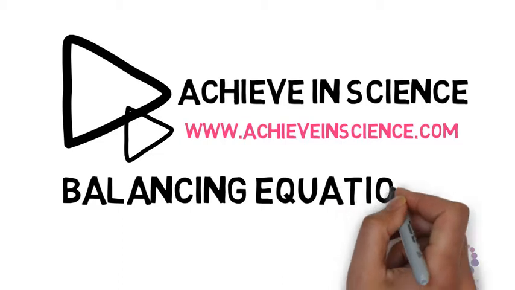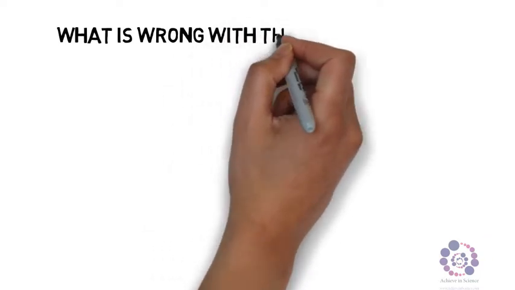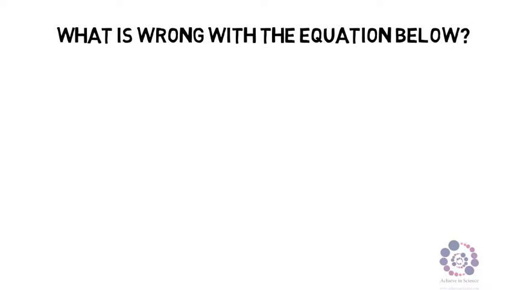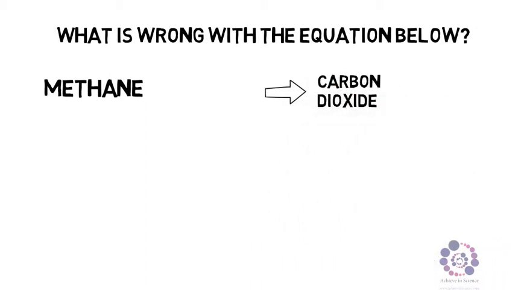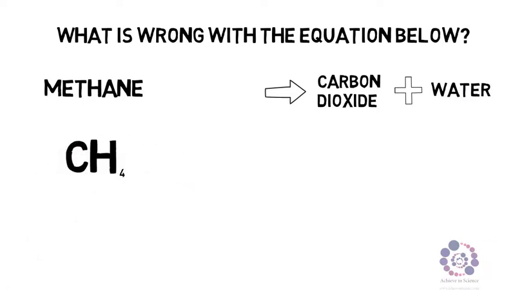Let us begin then by first of all looking at what's wrong with an equation. So if we take an example for instance, where we have methane, which is a gas, which can be used to produce carbon dioxide and water. Now from the word equation alone it is very difficult to tell what is wrong. It's easier to find out what's wrong by actually writing out the symbol equation.